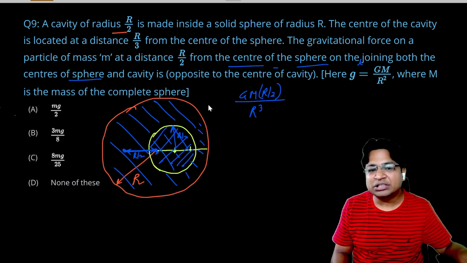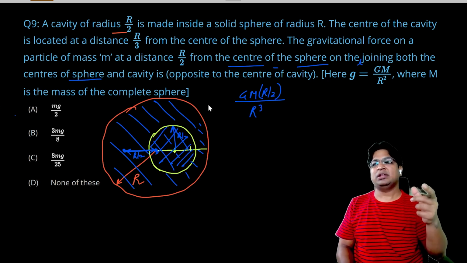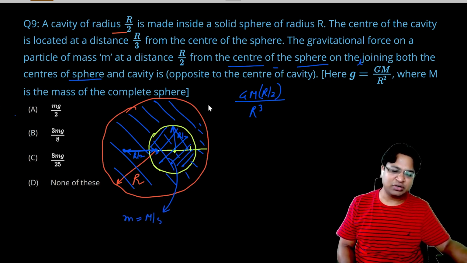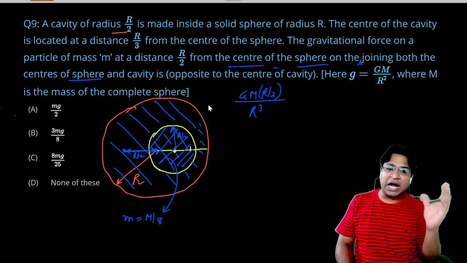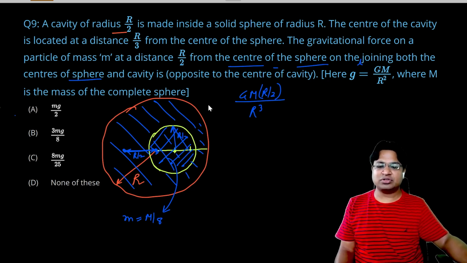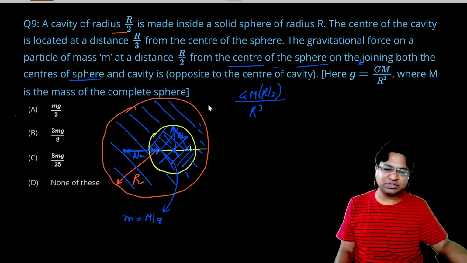Now, what is the mass of the removed portion? If it has a radius which is half of the original sphere, then its mass will become 1 by 8 times. I hope you understand this, because r cube is the ratio in which the mass comes. So now this is a sphere of mass M by 8, and from the center of this to the point here, the distance is r by 3.